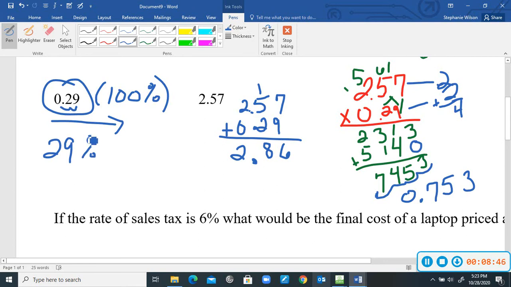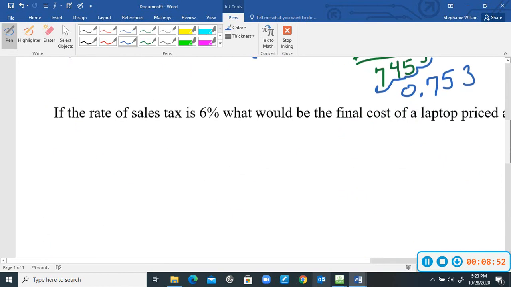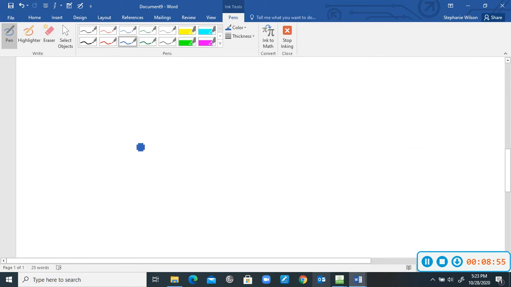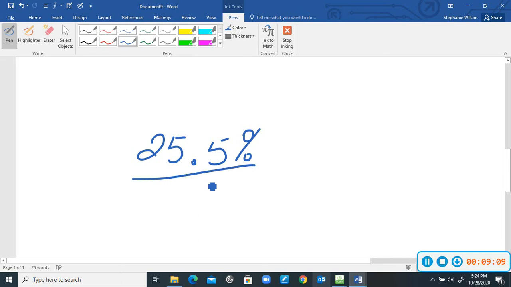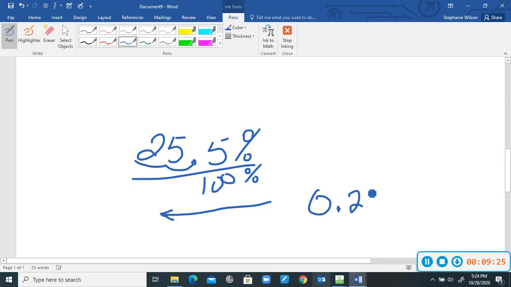Okay? If, say for instance, let me go underneath this, I'll come back to the application problem. So say that I have 25.5% already, and I want to undo the percent. That means I'm going to divide by 100. The shortcut means if we're dividing, we're making it smaller. So we're going to move the decimal 2 places to the left. 1, 2. So we get 0.255.